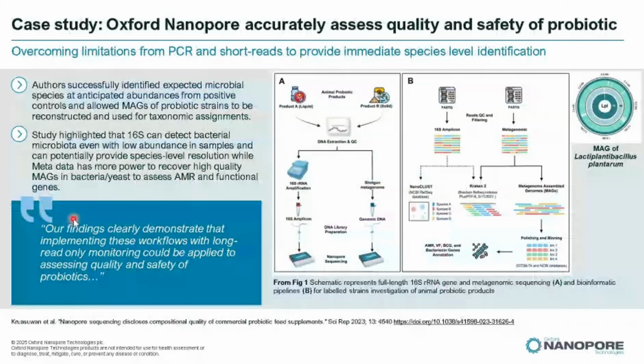Okay, so this is showing a publication case study that used Oxford Nanopore technology to assess the quality and safety of probiotics using the amplicon method. Okay, so the authors successfully identified the expected microbes at the anticipated abundance from the positive control. Okay. So the study highlighted that 16S sequencing can detect bacterial microbiota even with low abundance in the sample.